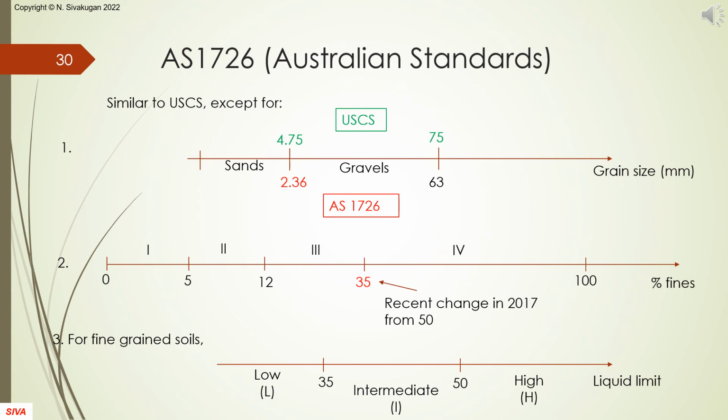The soil classification we use in Australia, AS 1726, is similar to USCS, with a twist. The three differences are: 1. Sand-gravel cut-off is at 2.36 mm in AS 1726, as opposed to 4.75 mm in USCS. Similarly, the gravel-cobbles cut-off is at 63 mm, not 75 mm. 2. Soils with more than 35% fines, not 50%, are fine-grained soils in AS 1726. 3. Based on whether the liquid limit is greater or less than 50, we call the fines H or L, respectively. In AS 1726, we have an intermediate class, I, for liquid limit between 35 and 50.